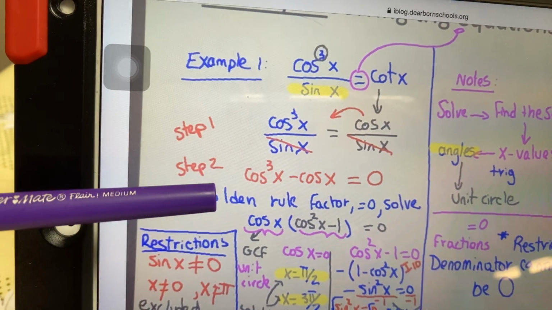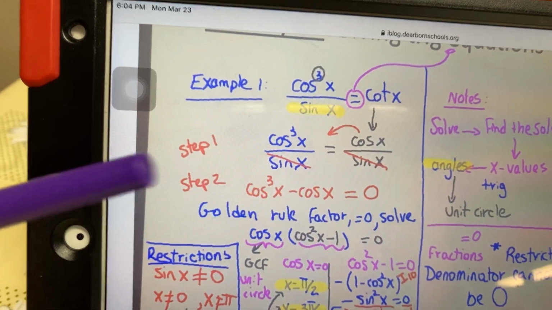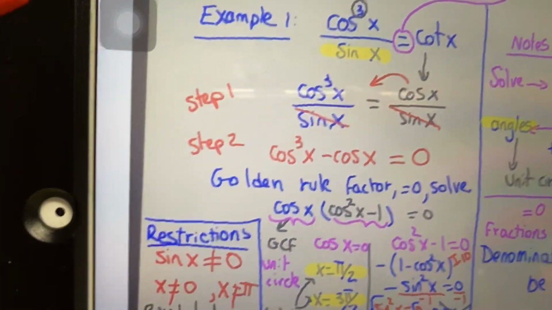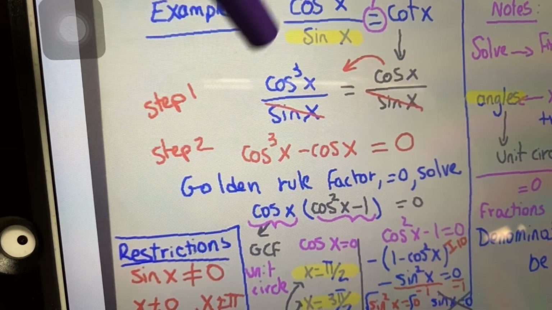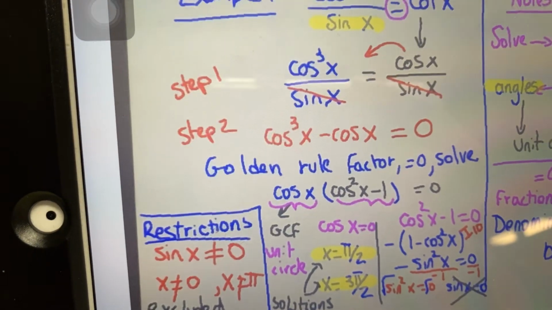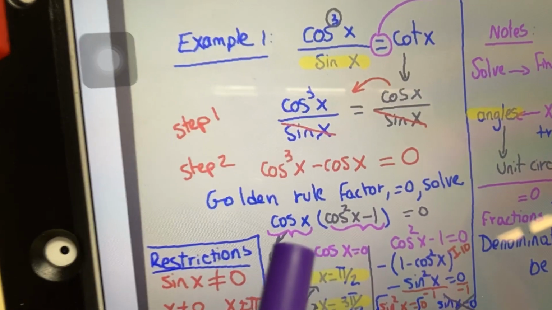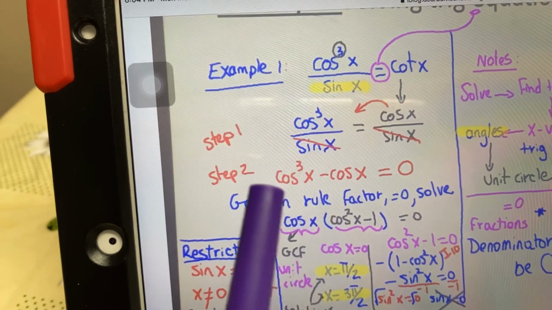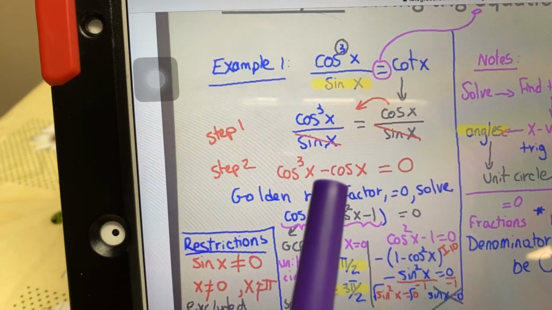And the golden rule is going to be to set equal to 0, factor and solve, or factor then set equal to 0 and solve. It depends on how the equation is, but usually, as you guys see right here, we subtracted cosine x after we got rid of the denominators. We set the equation equal to 0. Now we have to factor and solve. Factor means finding a common factor, and as you guys can see, cosine cubed minus cosine.